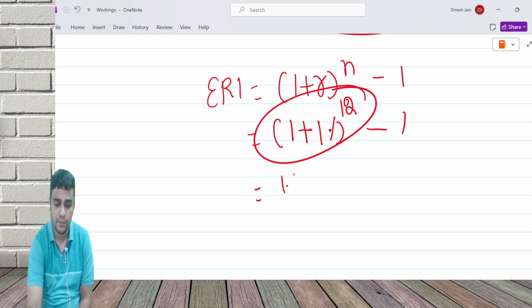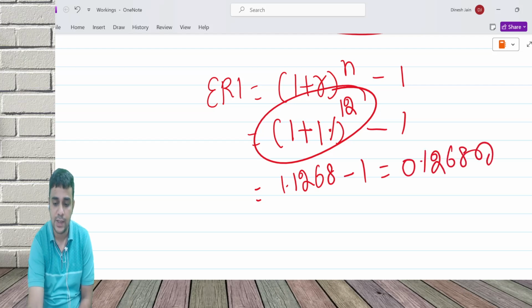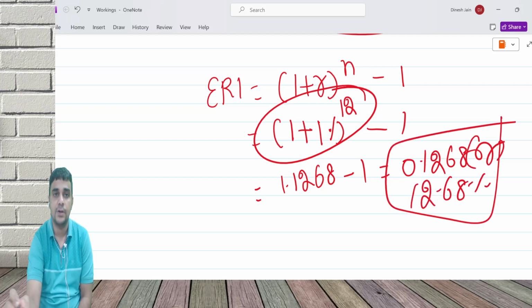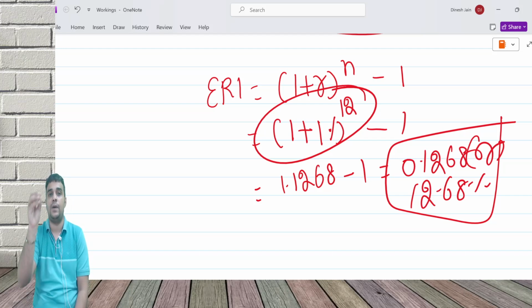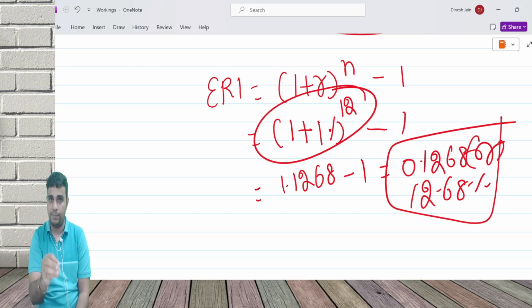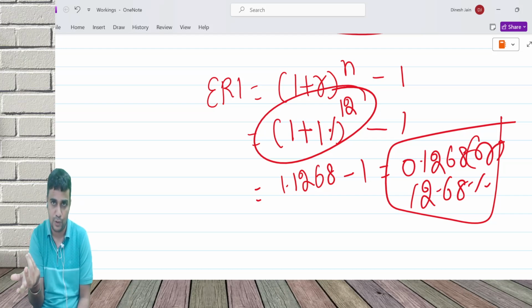1 point, minus 1. 0.1268 or 12.68%. So obviously 12.68 is better. Now only then can you do comparison. You cannot do comparison of 12 and 12.5. If it was 12% per annum payable monthly and 12.5% per annum payable monthly, both are monthly, I have no problem. Do comparison.